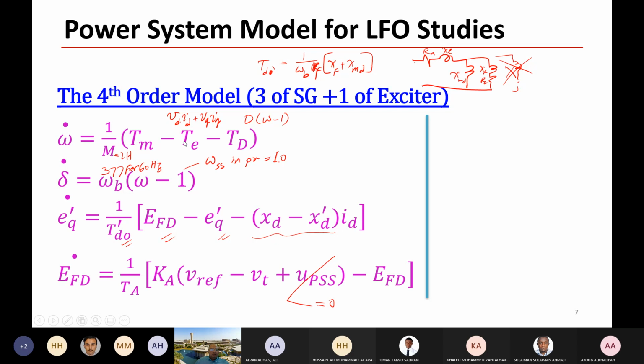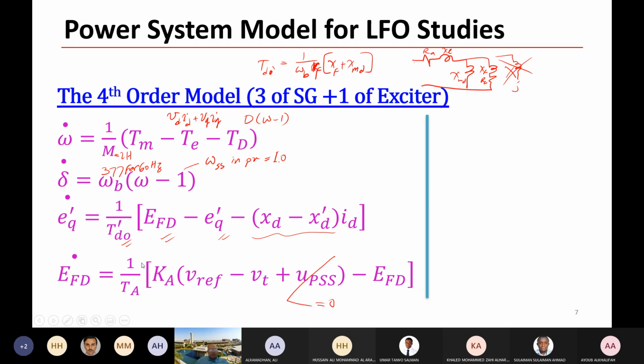Nonlinear equation, and we have here TE equal to VD, ID, VQ, IQ. So you have some multiplication among the variables that you have. So these are the nonlinear differential equations.